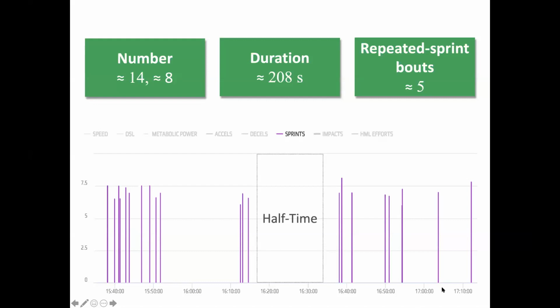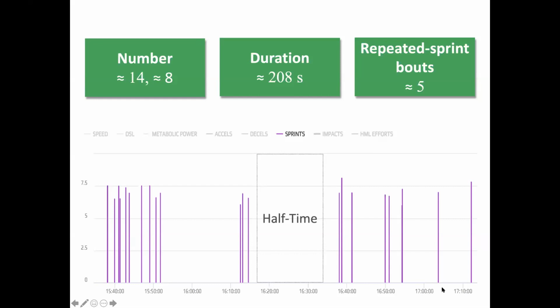Now, being specific to the sprint demands of hurling, players should be able to perform sprints of various lengths up to 33 meters, because players are required to decrease their speed after this. The average duration between sprints was 208 seconds. If we look at the graph on the bottom of the slide, we can see that the players' sprints can be grouped together, as we see in the first part of the game, and then spread out. In the second half, they are more evenly spread out than in the first half.